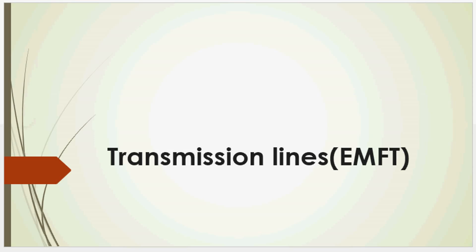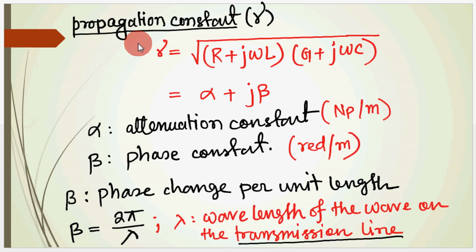So, transmission line under electromagnetic theory, this is a quick revision. This is the propagation constant; R, L, G, C are the primary constants of the line. It is alpha plus j beta, where alpha is the attenuation constant, unit is Neper per meter, and beta is the phase constant, unit is radian per meter.